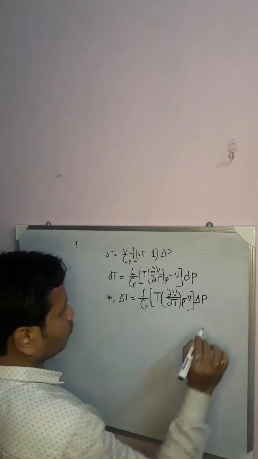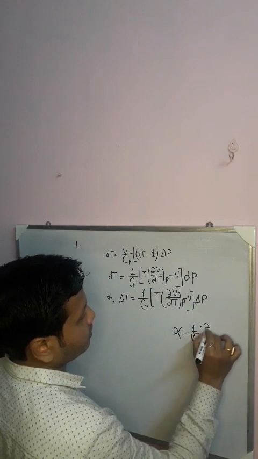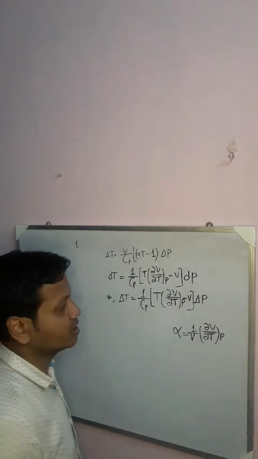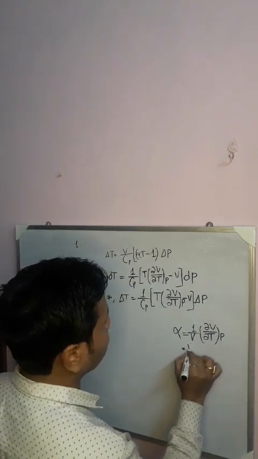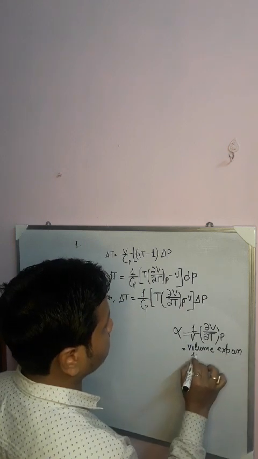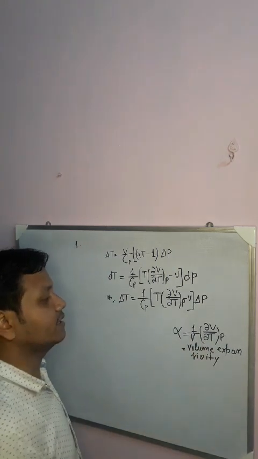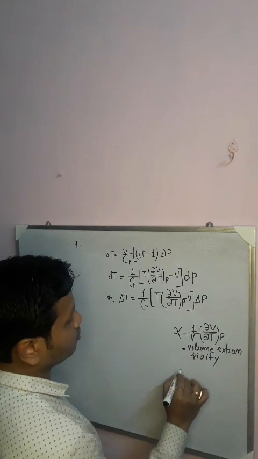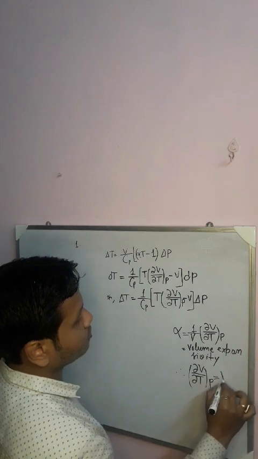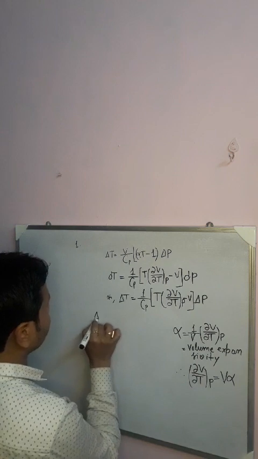Now we all know that alpha, the volume expansivity, is the increase in volume per unit rise in temperature keeping pressure constant. This is the volume expansion coefficient, or volume expansivity. From which we can easily write del V del T at constant pressure equals V alpha. So if we substitute this value in this equation, what do we get?